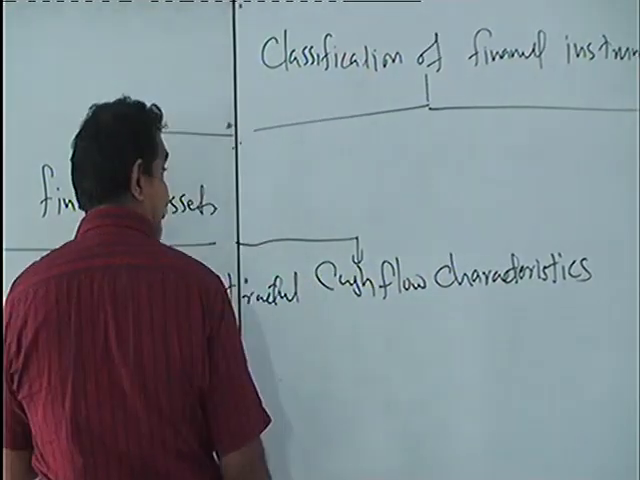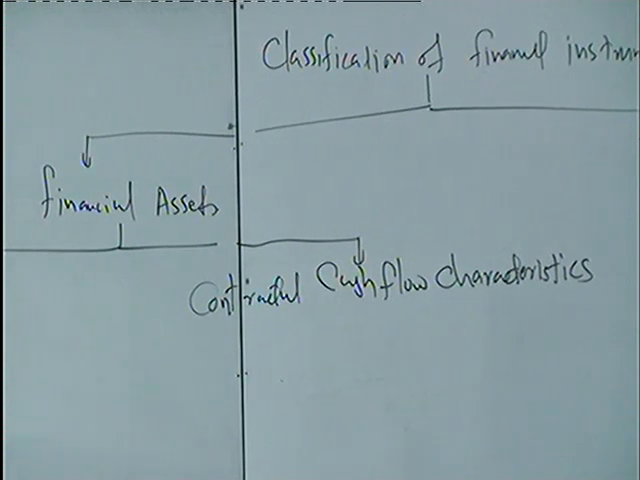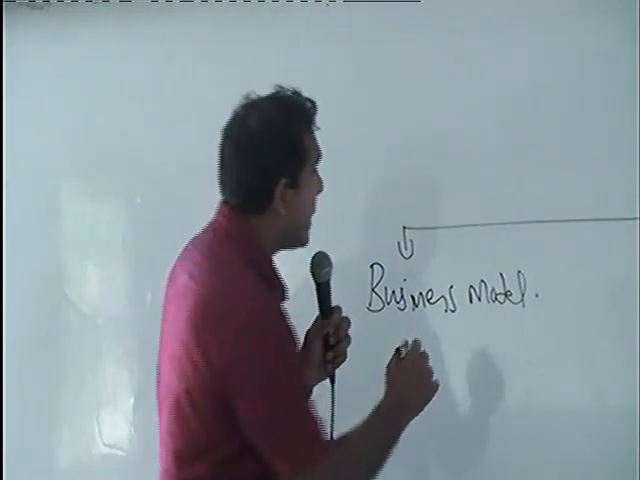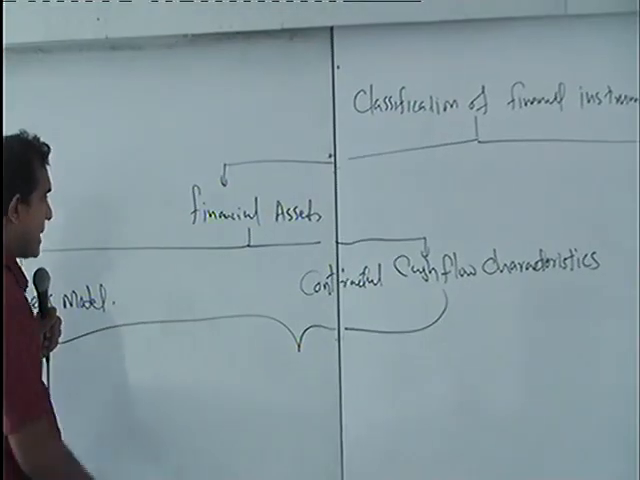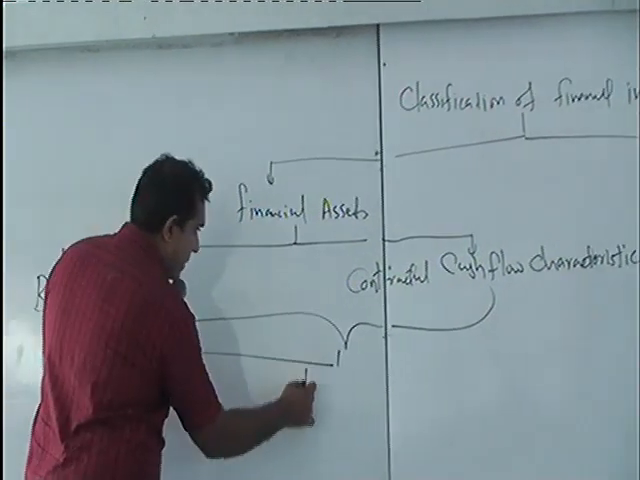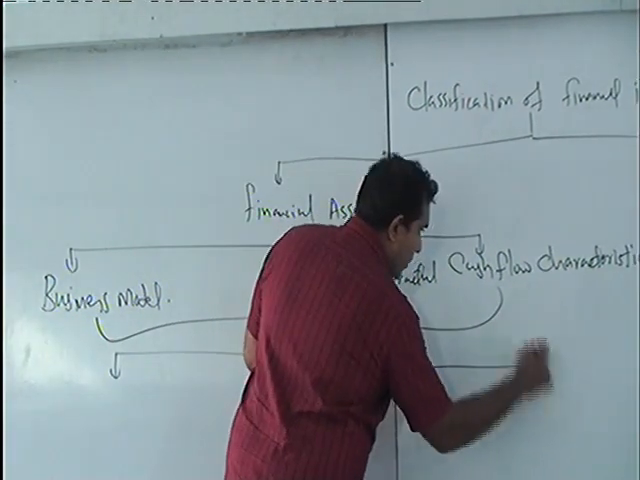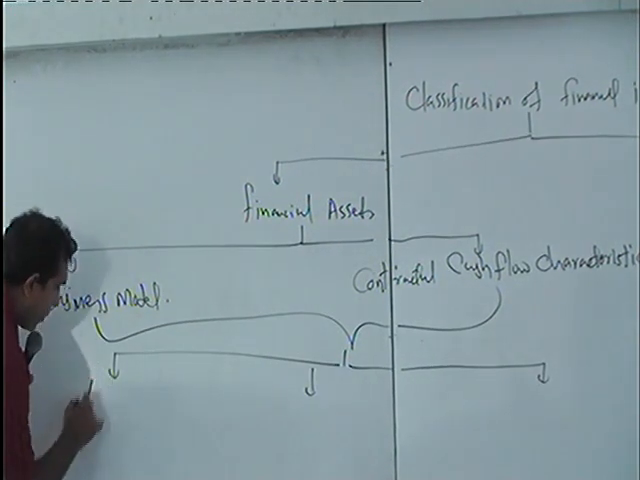Contractual cash flow characteristics. Okay. Now, based on these two conditions, we need to classify financial assets into three. One, two, three. What is the first one? Amortized cost.